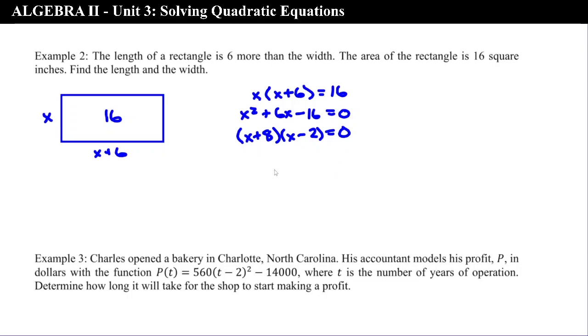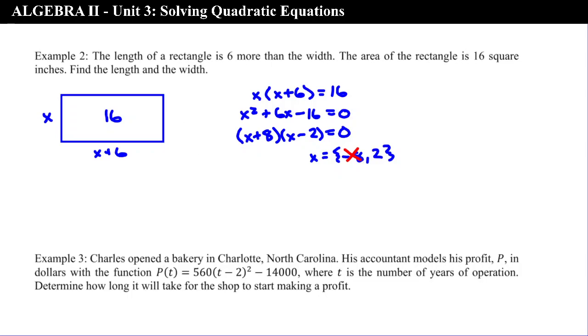And when you split it up, you get x equals either negative 8 or 2. Now, go back and think about the problem. Does this make sense? Well, negative 8 does not make sense because we cannot have a width of negative 8. That's what our x is. You can't have negative width. You can't measure something in the negative. So we're going to discount that solution.